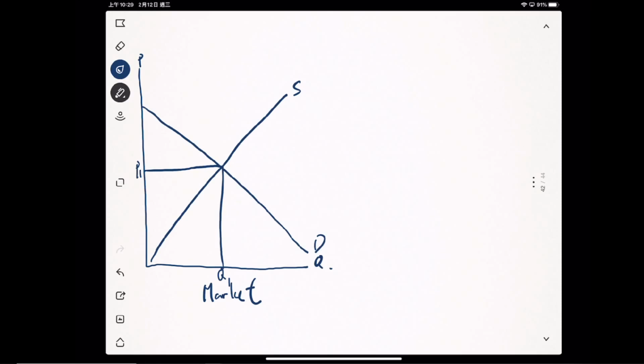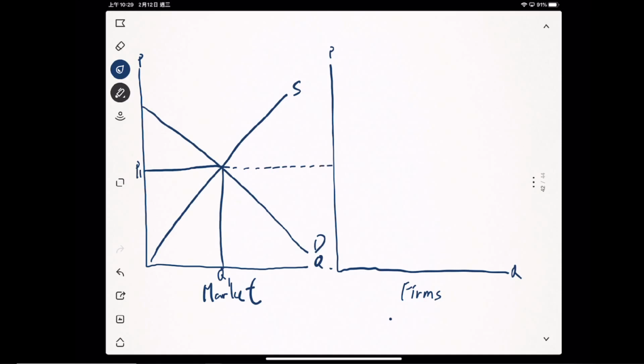So now we are going to draw another diagram just for the firms in the market. We are going to draw one more diagram here, and that represents firms in that market. Because they are going to take the price determined by the market, P1 is actually the price they are going to take from the market.